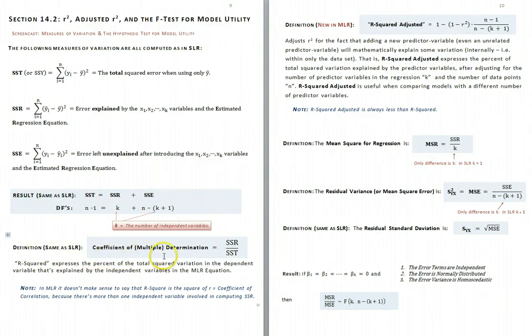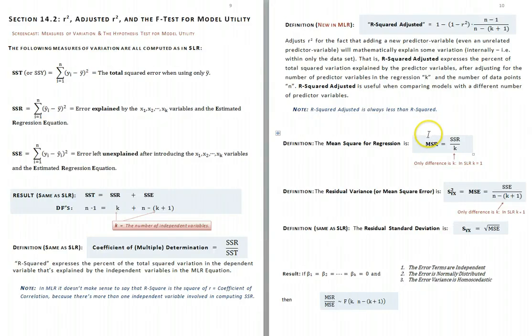The coefficient of determination is again the explained error divided by the total error. R squared adjusted is this function of the coefficient of determination. R squared adjusted expresses the percent of total squared variation explained by the predictor variables after adjusting for the number of predictor variables in the regression, that's k, and the number of data points, n.